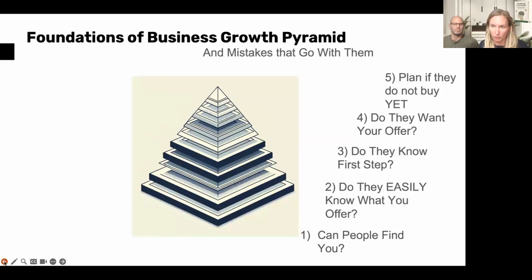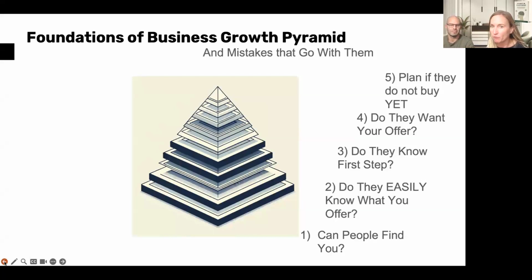So we're going to go through this in more detail, but to set the frame tonight, the number one foundational thing at the bottom is, can people find you, right? Do you have enough people making it to your website that are actually able to know you exist? And then the next thing is, do they easily know what you offer? So if they come to your website and you say, I do functional medicine, and they're like, I have a goiter or I have bloating, the average person probably doesn't know what functional medicine is. So do they easily know you fix their bloating, right?